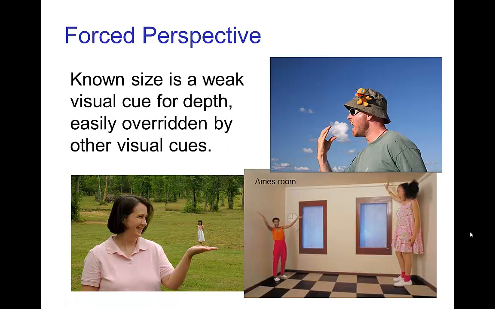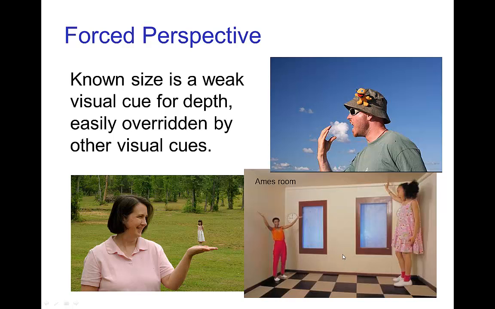Now, some of these visual cues for depth and distance and size are stronger than others. So this depth cue of known size is sometimes overridden in forced perspective. So in this photo, we realize that this is not a tiny girl sitting on this woman's hand. It's actually just that the girl is in the background and the woman is in the foreground, and the positioning is just such to make it appear as if the little girl is standing on the woman's hand. And yet our brain, seeing that, can't help but imagine that it really is a tiny girl.